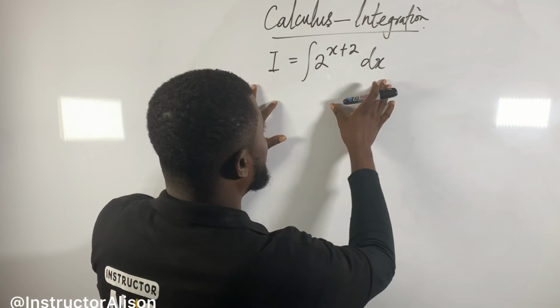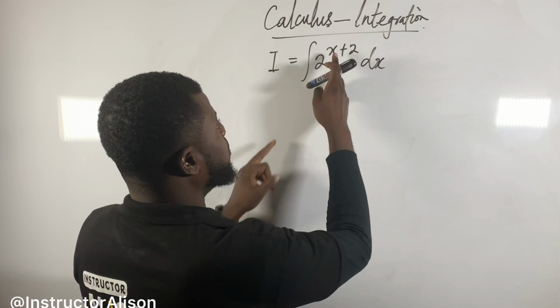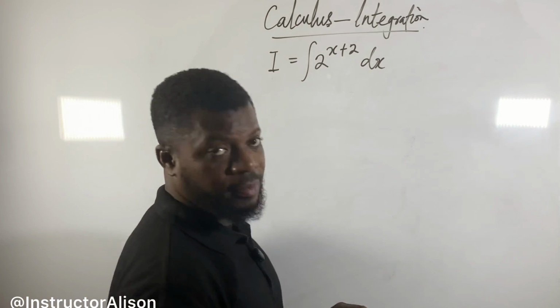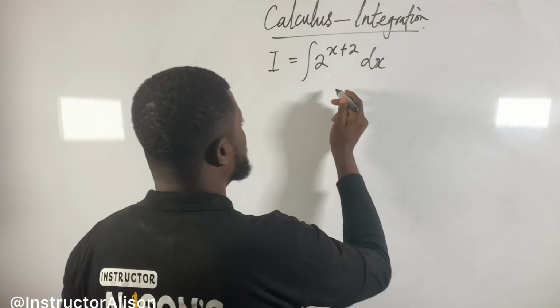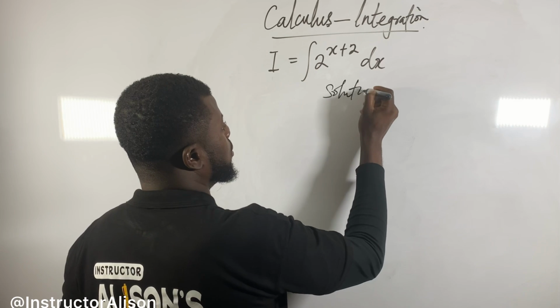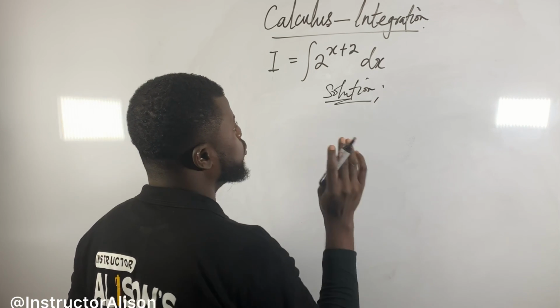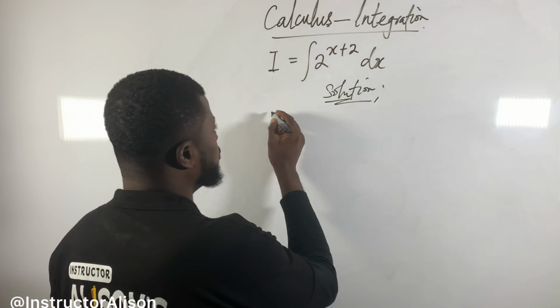This particular question is very simple: how we integrate 2 to the power of x plus 2 with respect to x. It's simple. I'll show you the step by step how you go about it.